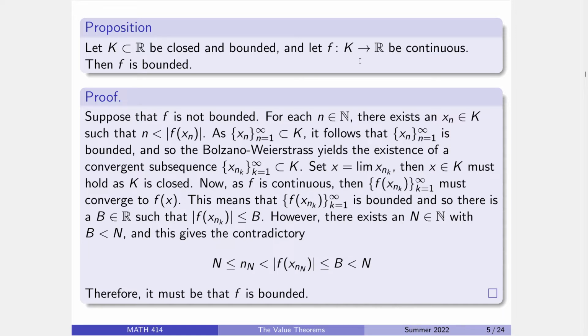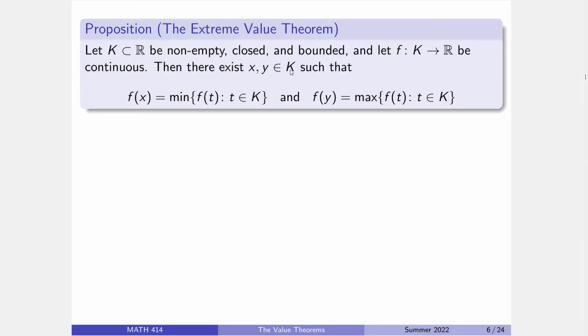Alright. We now have all of the tools we need to prove the extreme value theorem. And like I said, we are going to prove the most general version of the extreme value theorem that we are capable of proving. So take any non-empty, closed, and bounded subset of the real line, and take any function that is continuous. Then the function attains its minimum, and the function attains its maximum.